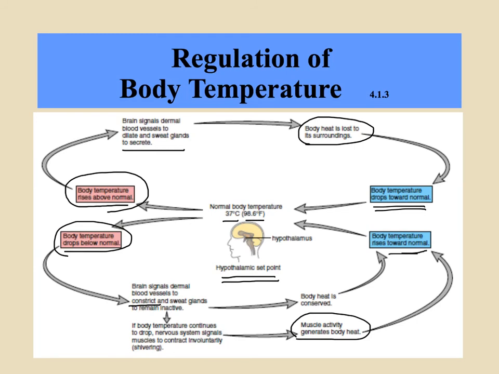So the skin is involved because the blood vessels will dilate or constrict at the surface, and the skin's glands will produce sweat. Those are all involved in this regulation of body temperature.